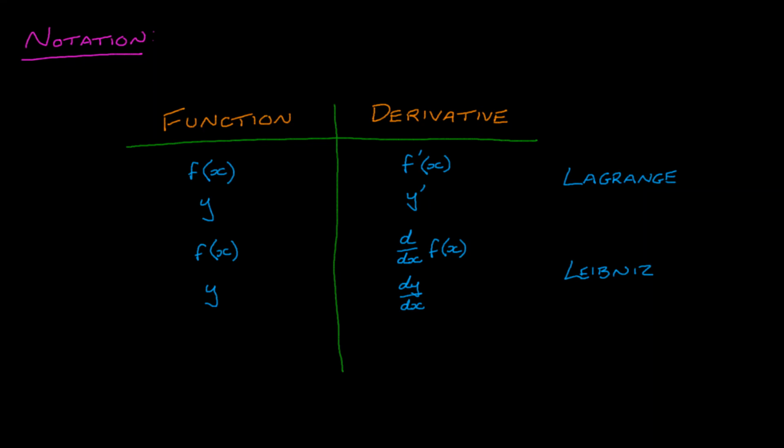Newton also came up with his own notation, and that's if we've got some function y, then the derivative can be written as y dot. So that was Newton. There's a note on this one now. This one is only usually used to denote differentiation with respect to time. So if y is a function of time, then y dot is its derivative.